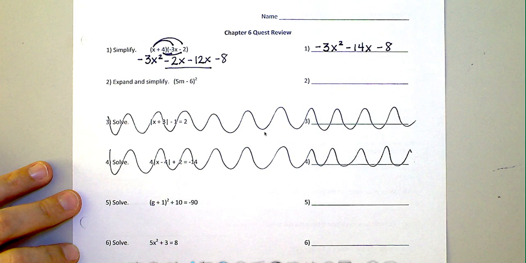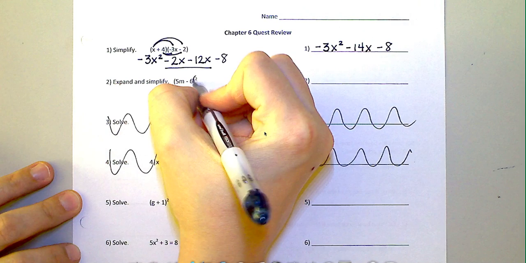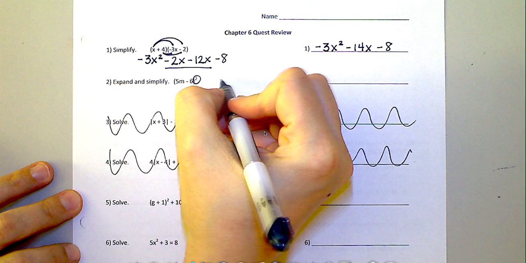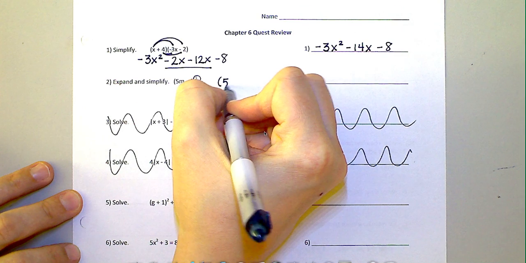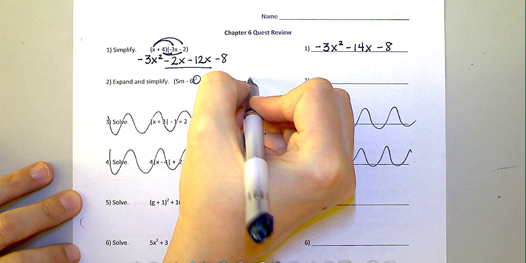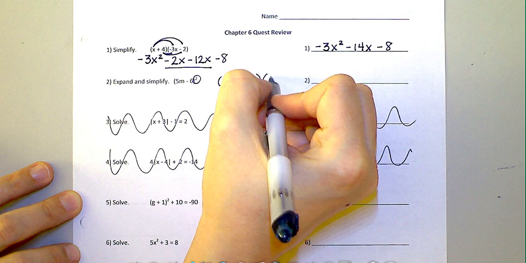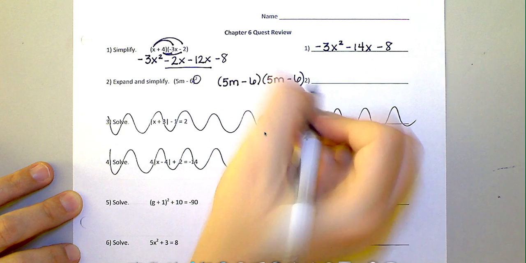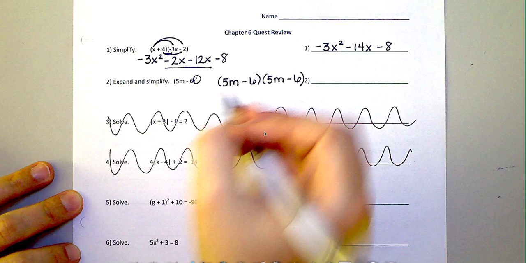And that's simplified. Now number 2 says to expand and then simplify. Well, expand just means to consider the fact that this is being squared. And to square it, that means I'm going to write it out twice. So I'm going to write out 5m minus 6 times 5m minus 6. And then I'll repeat the exact same process I did with number 1.